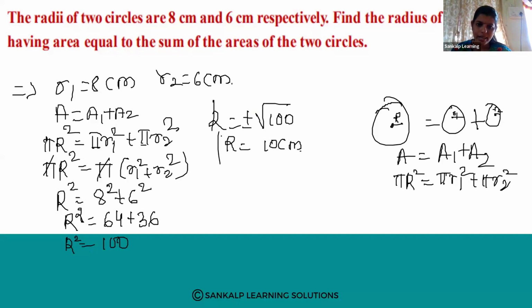Find the radius. Okay. So if they ask diameter, then D is equal to 2R.